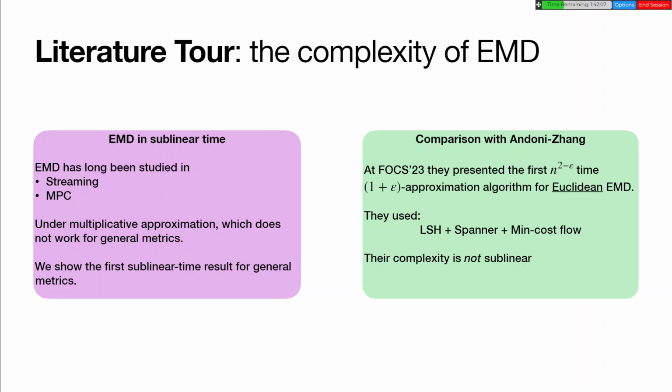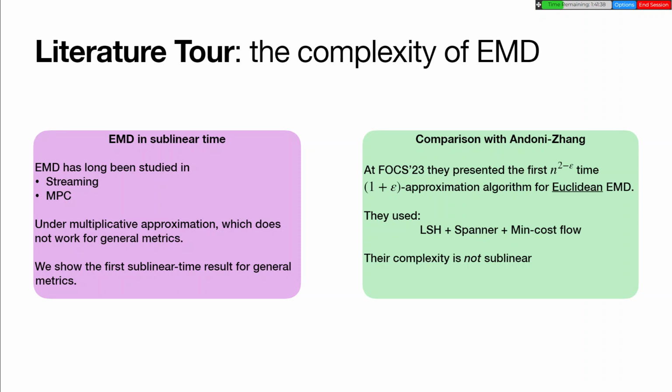So how do we compare with this latest work from Andoni and Zhang from FOCS 2023? They solve the problem for Euclidean metric and they give a multiplicative approximation. So they do it in strictly subquadratic time, but for Euclidean metric, the data is represented with n times d bits, where d is the dimension. So this is not really sublinear.